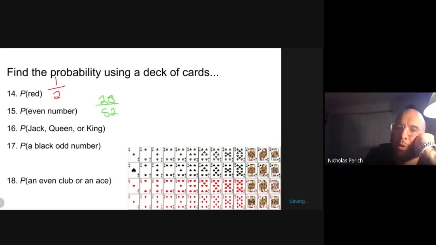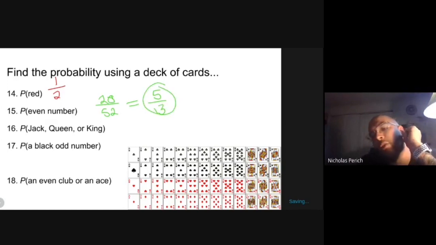Both of those numbers are divisible by 4. So if I divide the top by 4 and the bottom by 4, I get that. So the probability of me reaching into a random deck of cards and getting an even number is 5/13.